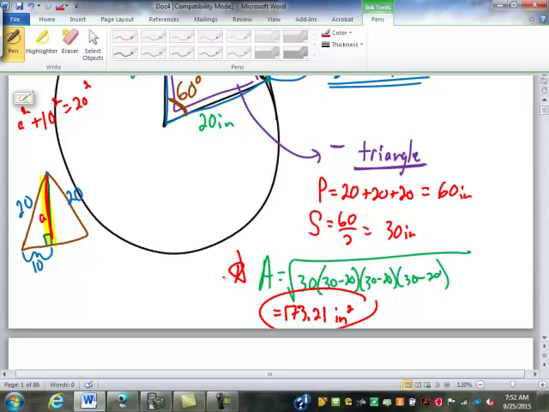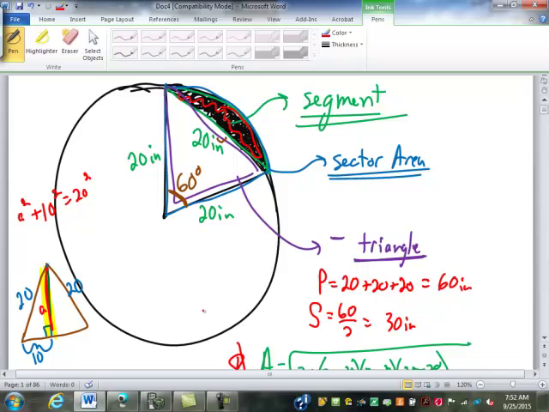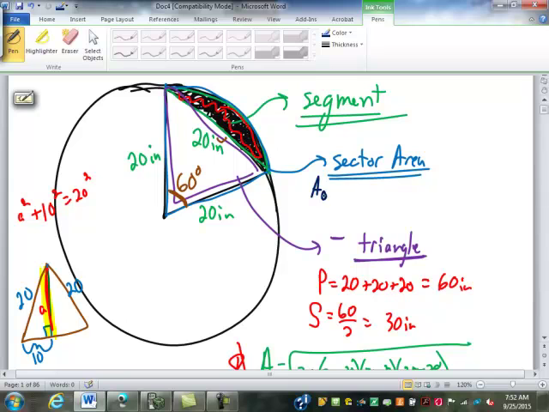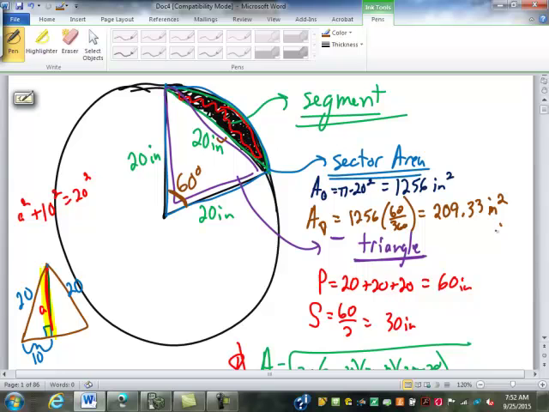Now, back up to the sector area. We have to find the area of the whole circle first, which is going to be pi times 20 squared, which is going to be, what, 1,256 square inches? So that means the area of the sector is going to be 1256 times 60 over 360, otherwise known as 209.33 inches squared.